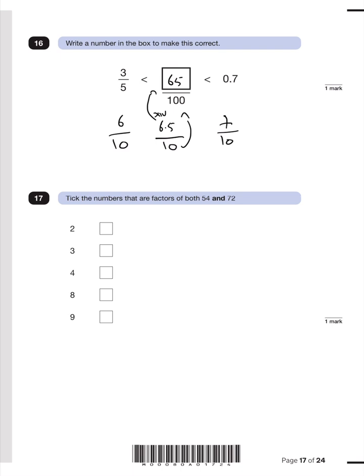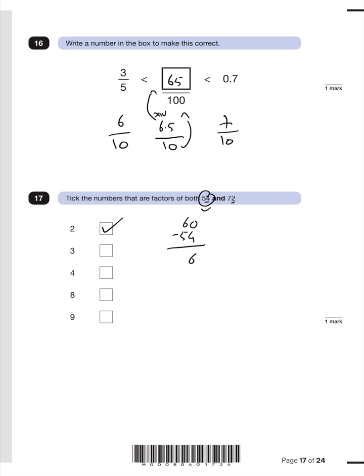Number 17. Tick the numbers that are factors of both 54 and 72. Is 2 a factor of 54? Yes, because it ends in a 4, an even number. 72 is also an even number. 3. Well, 54 is close to 60. 60 minus 54 is 6, which is double 3. So for this one, yes.